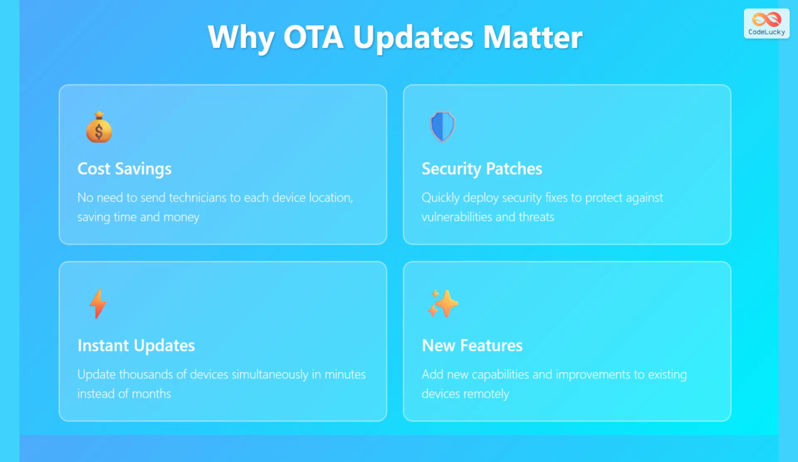Second, OTA updates enable rapid security patches. When a vulnerability is discovered, you can deploy fixes to thousands or millions of devices within minutes instead of months. Third, they allow instant feature deployment. You can add new capabilities to existing devices remotely, extending their useful life and value. Finally, they enable new business models where hardware can be updated with premium features over time.